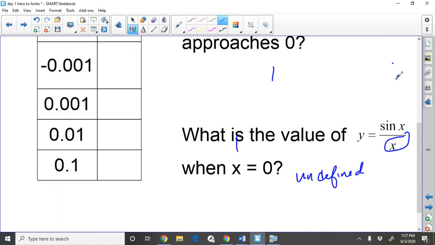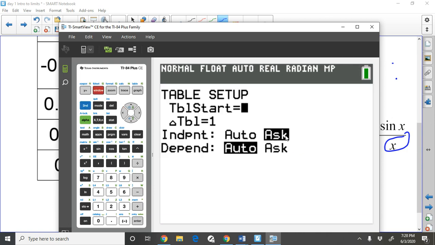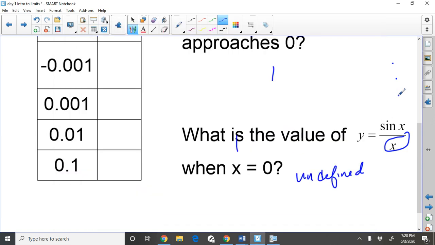So you're going to do a couple of these tonight for homework. For each one, I'm going to ask you to make a chart of your own with values. You can use your graphing calculators and do it the way that I did it, again, second window for table set, change the independent to ask. Or you could plug in all the individual values one by one on your calculator or whatever calculator you're using.